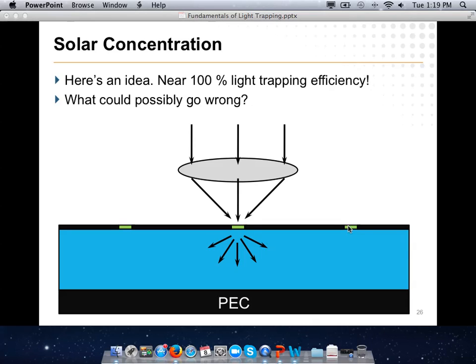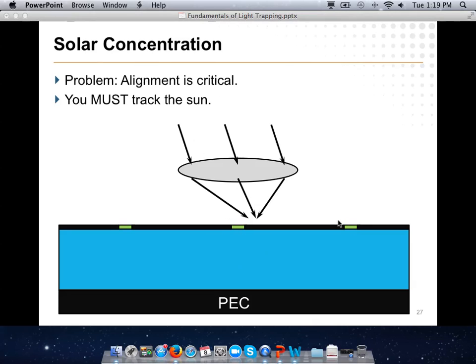Say what? I don't know. You gotta have it, it's gonna converge to one spot. You pretty much gotta have it tracked. That is the first obvious problem. Because if you're off a little bit, you miss your little hole. So you absolutely have to track the sun if you're going to make something like this.